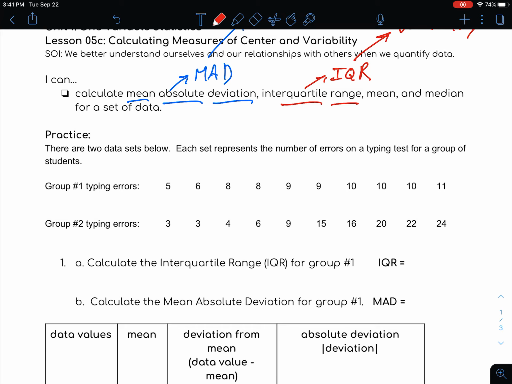So I'm going to take a look at group number 1 down below here. The problem is that there are two data sets below. Each set represents the number of errors on a typing test for a group of students.